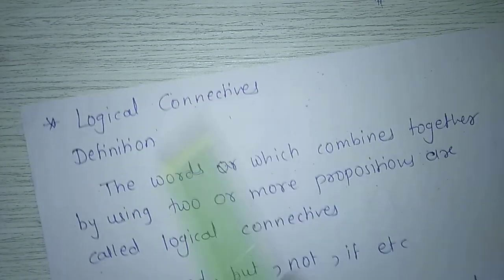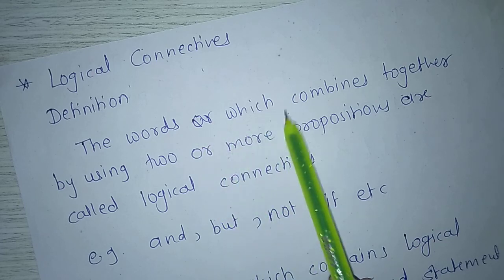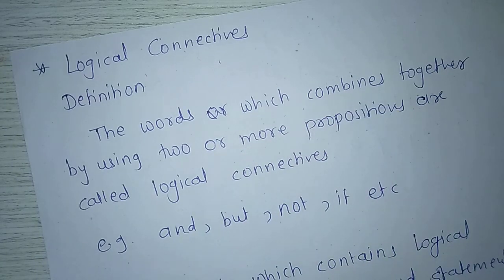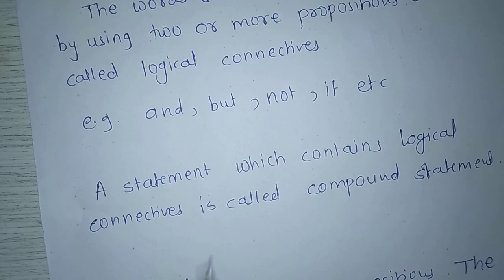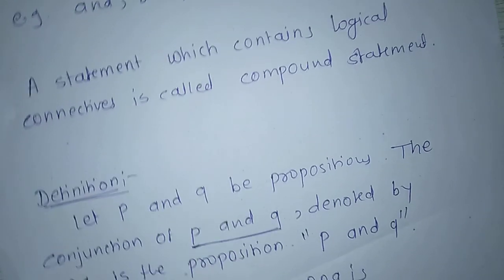Logical connectives. Definition: the words which combine two or more propositions are called logical connectives. For example, and, but, not, if, etc. A statement which contains logical connectives is called a compound statement.